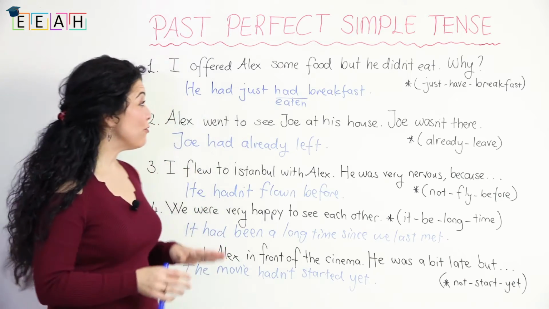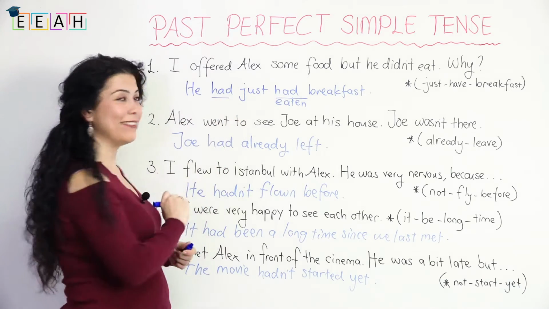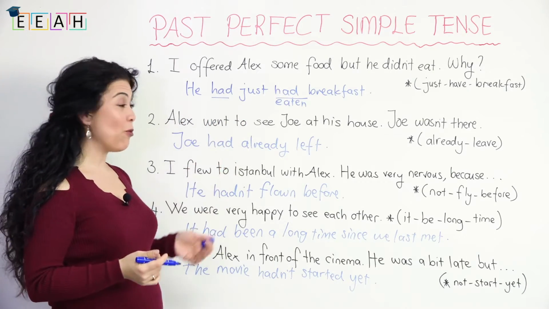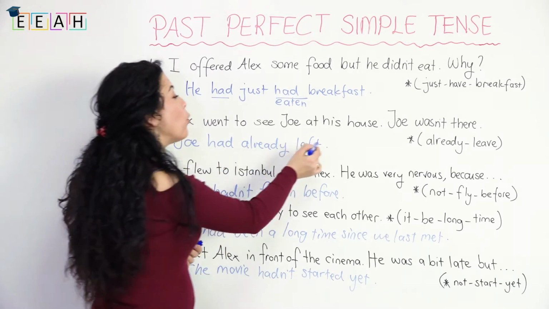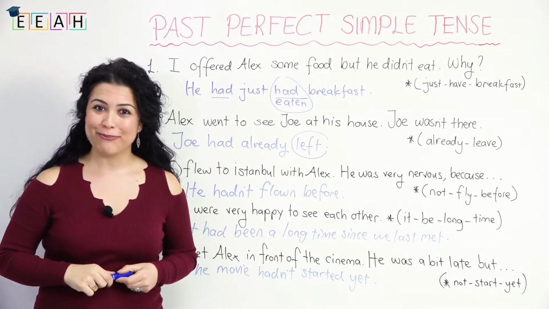Now, I want you to realize that in each case, we used the auxiliary had, we used either just, already, yet, and always the past participle form of the verb.